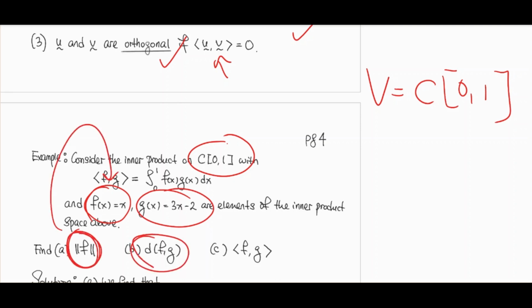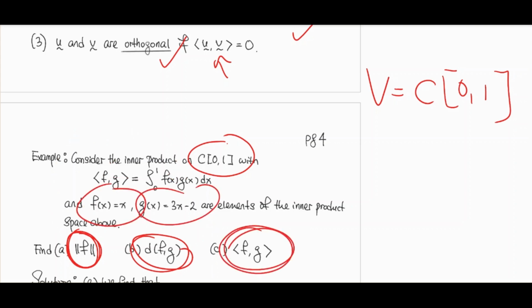What is the distance between these two vectors? What is the angle between these two vectors? We can take the dot products. So the dot products right here is going to be the inner products, and now we can do all this computation pretty easily.